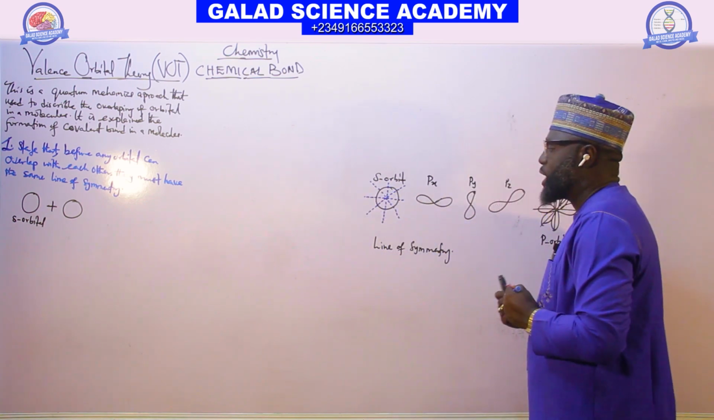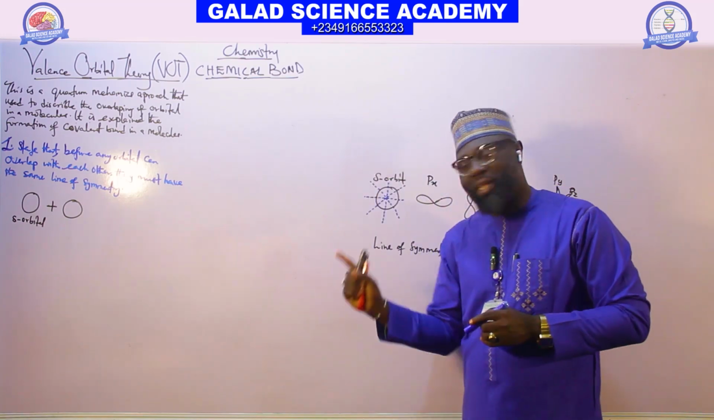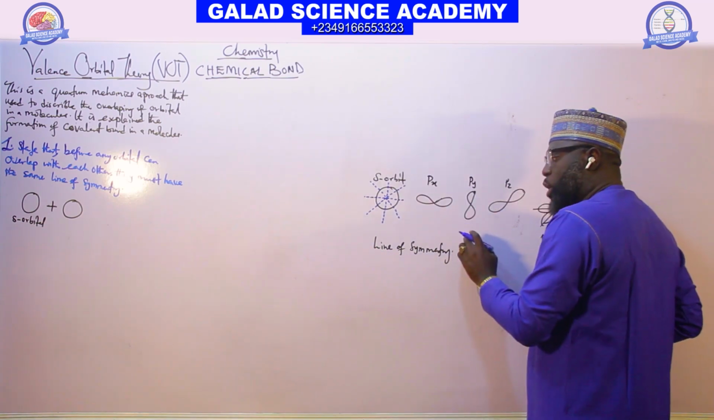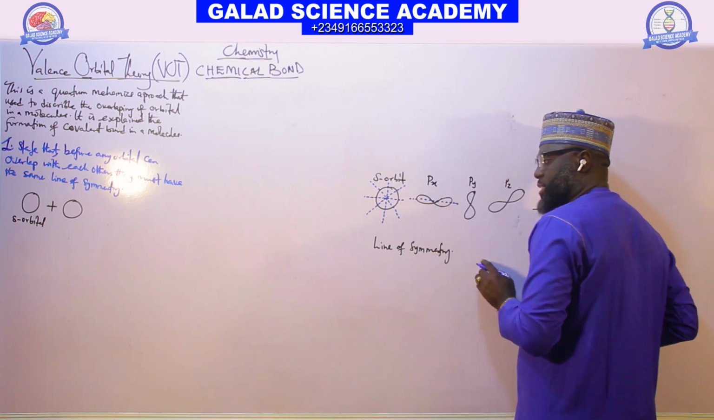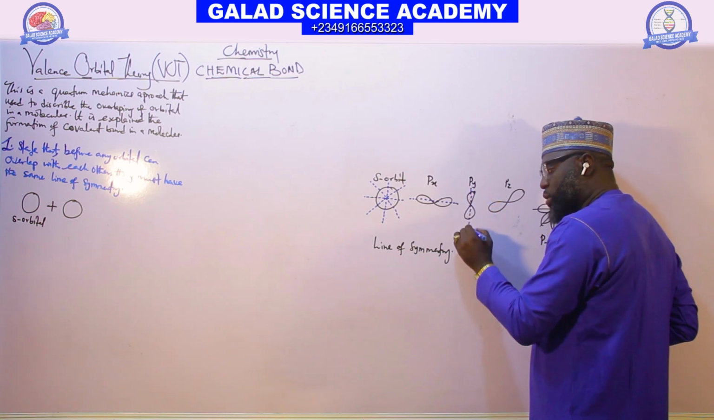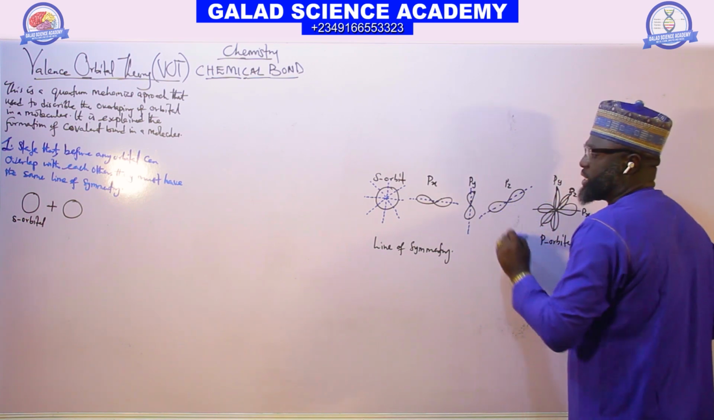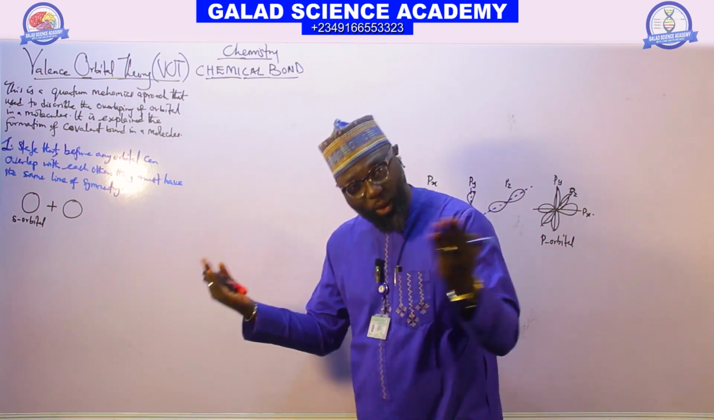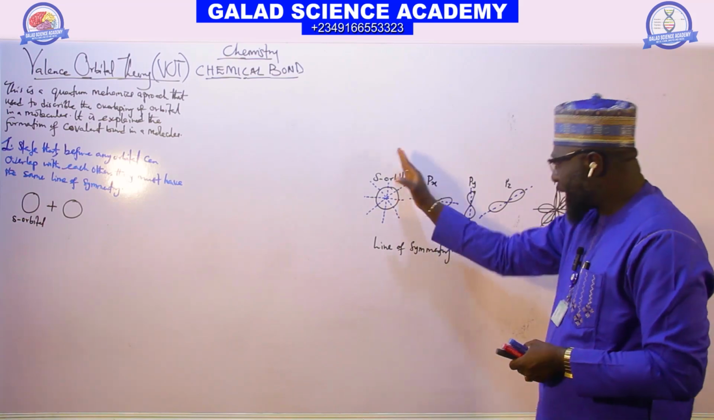The s orbital is spherical, abi? You can divide the s orbital into two equal parts in any direction. But to divide this into two equal parts, this is the line of symmetry for x. For y, this is the line of symmetry for y. For z, this is the line of symmetry for z. So this says that before any orbitals can overlap, their lines of symmetry must be the same.